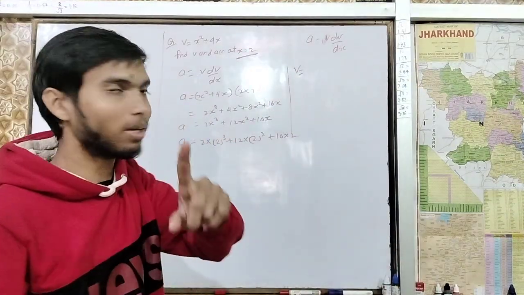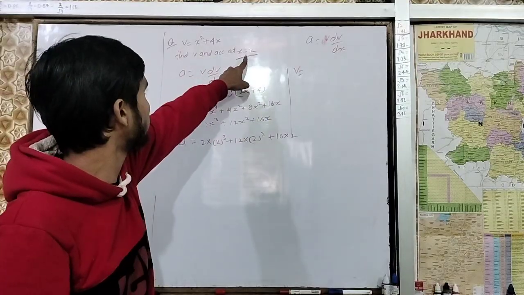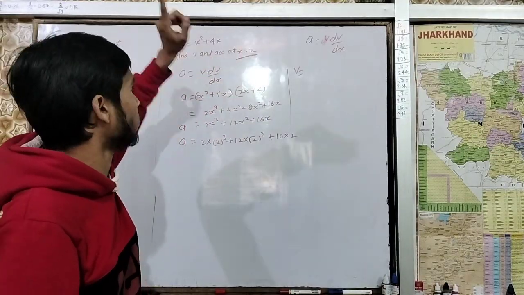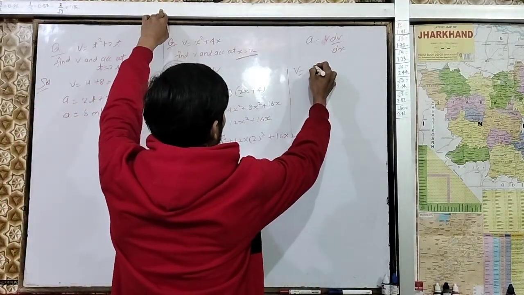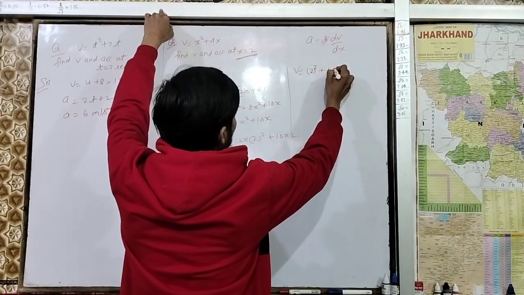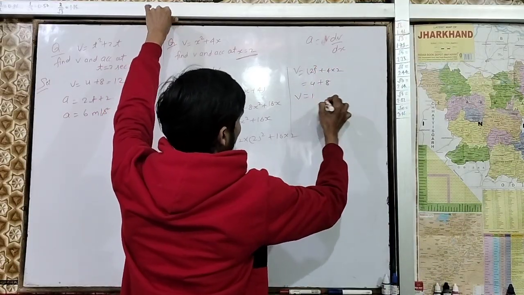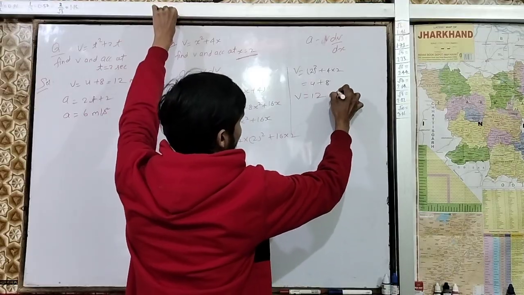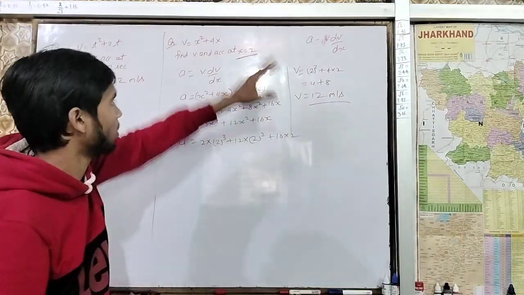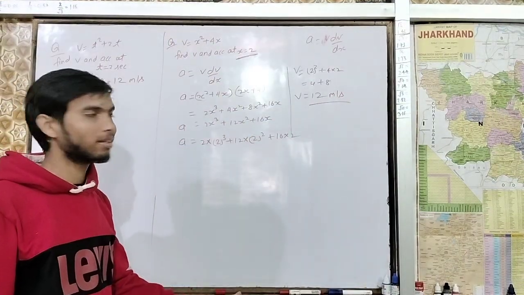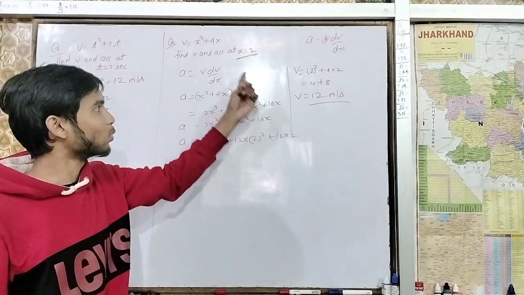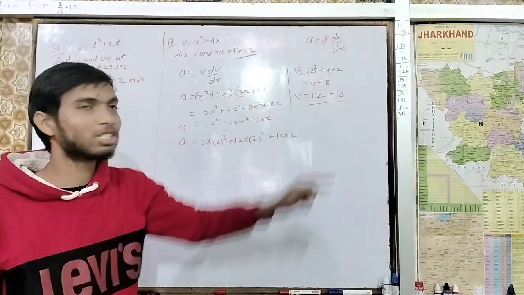Here we are getting v. Just substitute the value of x as 2 in this equation. So 2 raised to power 2 plus 4 multiplied by 2: 2 twos are 4, 4 twos are 8, and we came out as 12 meter per second. Where x is 2, the velocity is 12 meter per second.